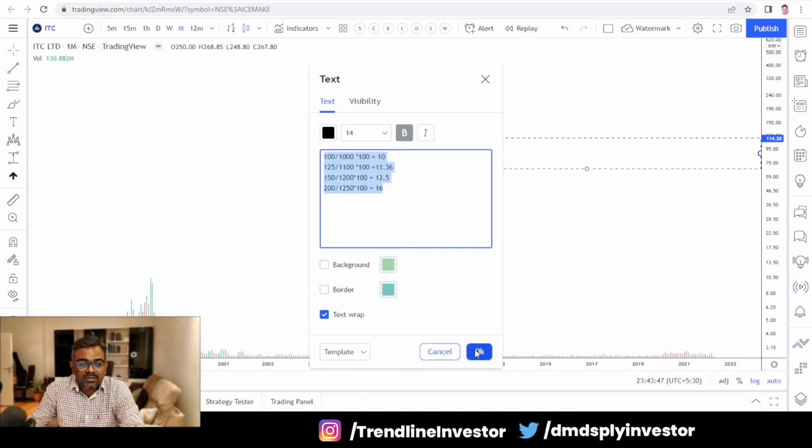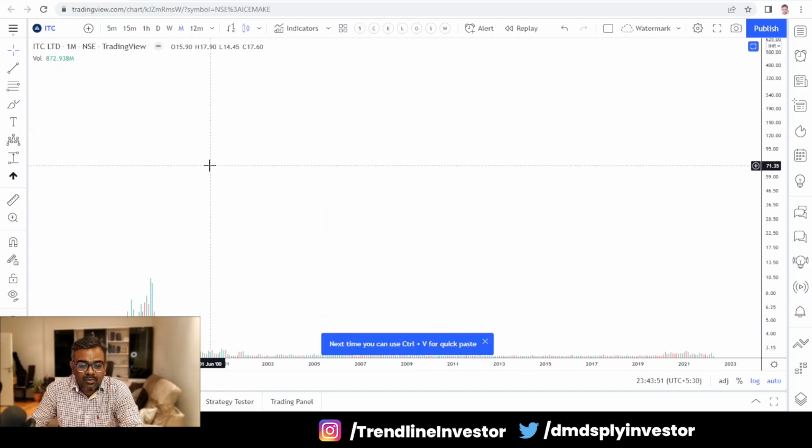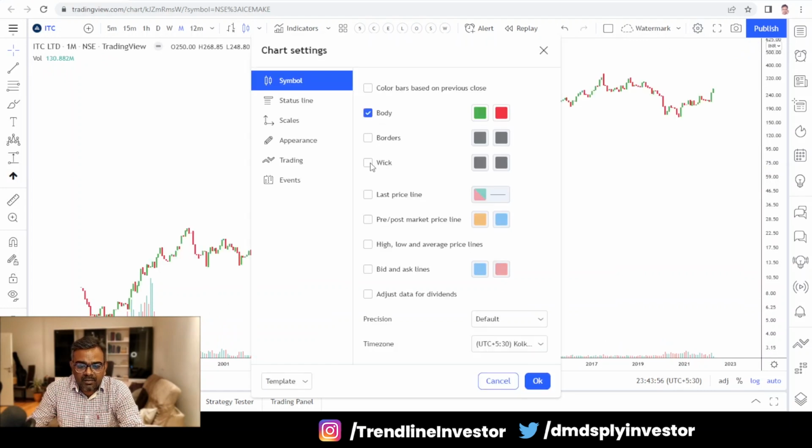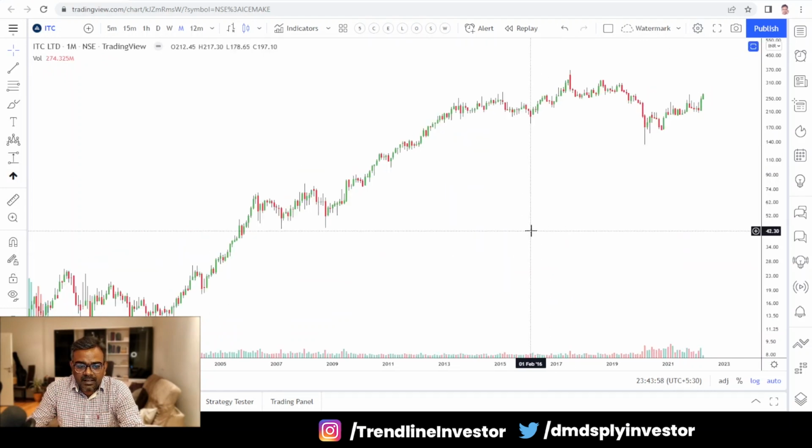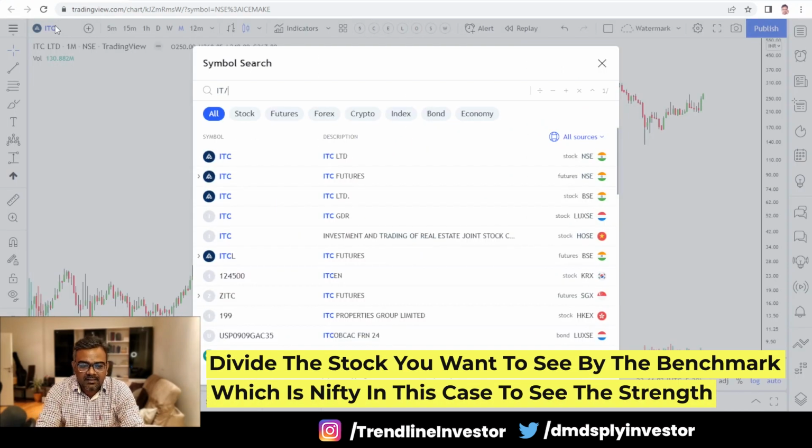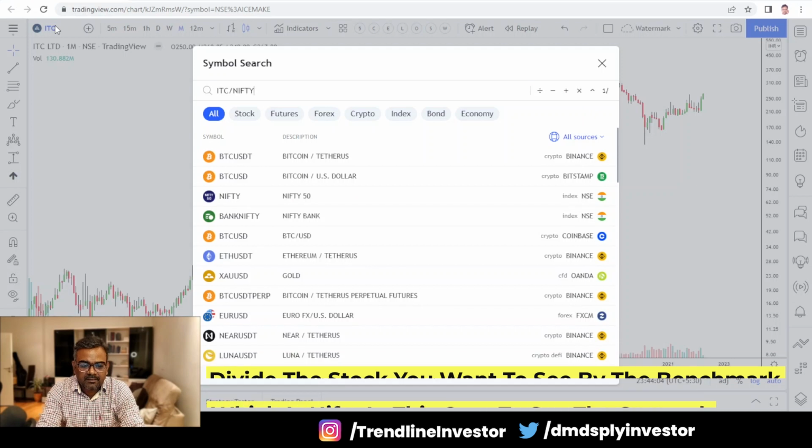Now, let's ignore this for now. I'm going to show you this exact same thing I did in the stock ITC. So I'm going to go back here, pull up everything, and do the same thing that I did. So I'm going to divide ITC by Nifty.